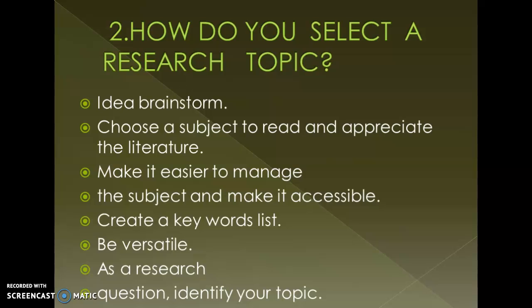First of all, you need to brainstorm for ideas. Next, choose a topic that you appreciate most and you like the literature of what you are doing research on. Make it manageable, and the subject should be accessible. Create a list of keywords. Be flexible, and from that research question, identify your topic.